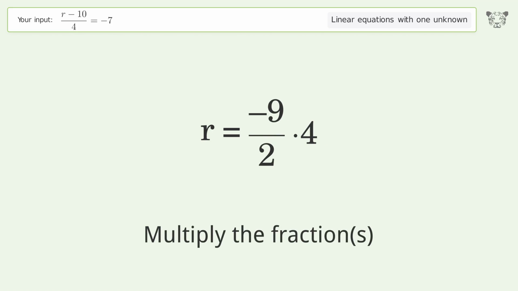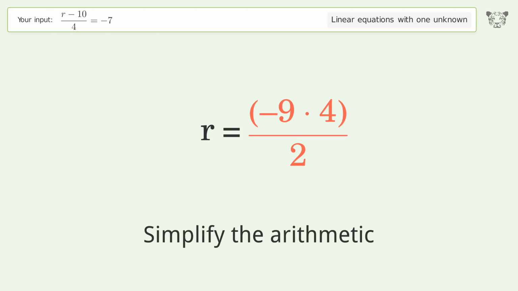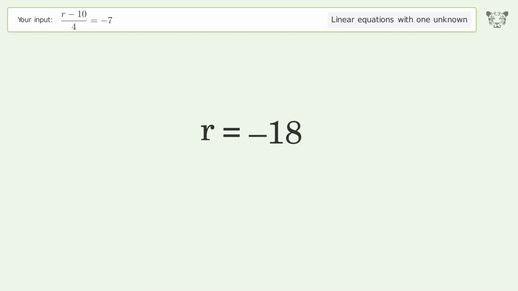Multiply the fractions. Simplify the arithmetic. And so the final result is r equals -18.